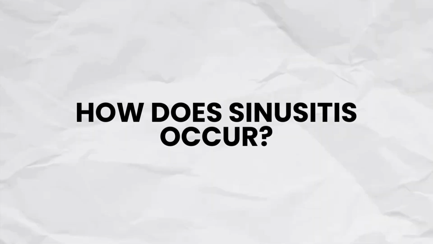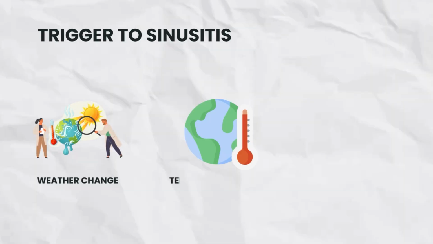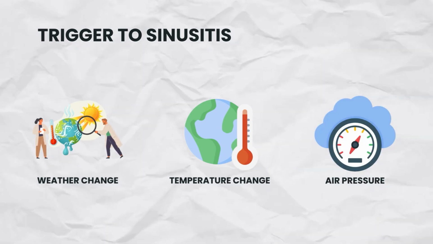So now let's get to know how sinusitis actually occurs. Every disease or condition has to have some trigger to evolve. Now sinusitis, as the name suggests, is a respiratory tract disease. The main trigger is weather changes, atmospheric changes, the temperature, sometimes air pressure. People may think that it only occurs in cold weather, but that's wrong. Dry air can also trigger the sinusitis symptoms.